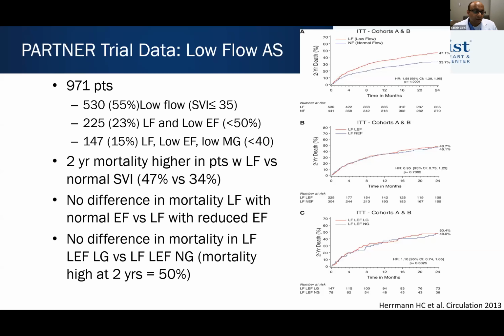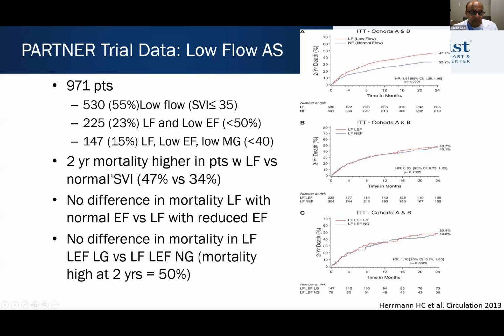In the PARTNER trial, they looked at over 970 patients from the PARTNER high-risk trial, of which 55%, about 530, were categorized to have low flow aortic stenosis, which was defined by stroke volume index of less than 35. About a quarter were low flow and low EF, meaning stroke volume index less than 35 and low EF less than 50. And about 15% were low flow, low gradient, with mean gradient less than 40.